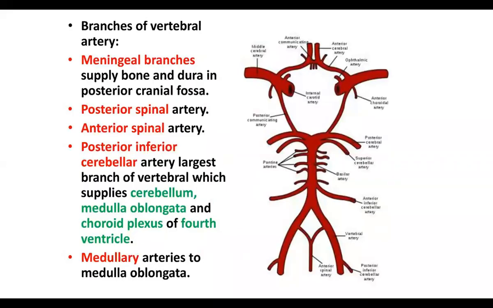The branches of the vertebral artery: the meningeal branch supplies bone and dura in the posterior cranial fossa; the posterior spinal artery and the anterior spinal artery supply the spinal cord; the posterior inferior cerebellar arteries are the largest branch of the vertebral, which supply the cerebellum, medulla oblongata, and choroid plexus of the fourth ventricle; and medullary arteries supply the medulla oblongata.